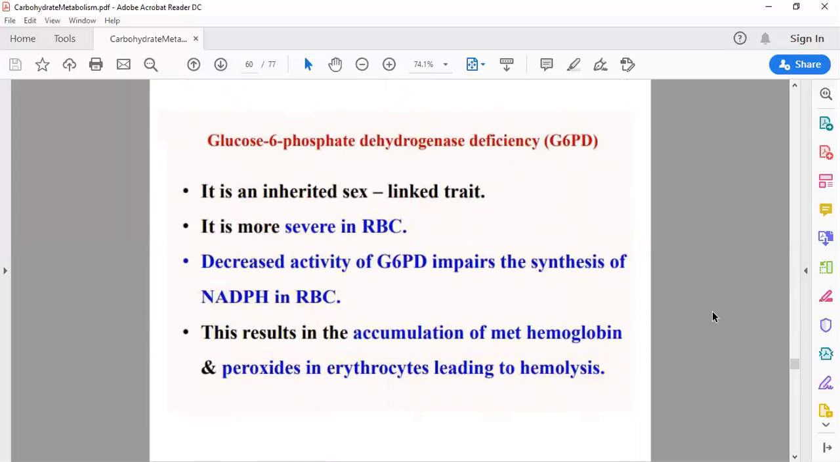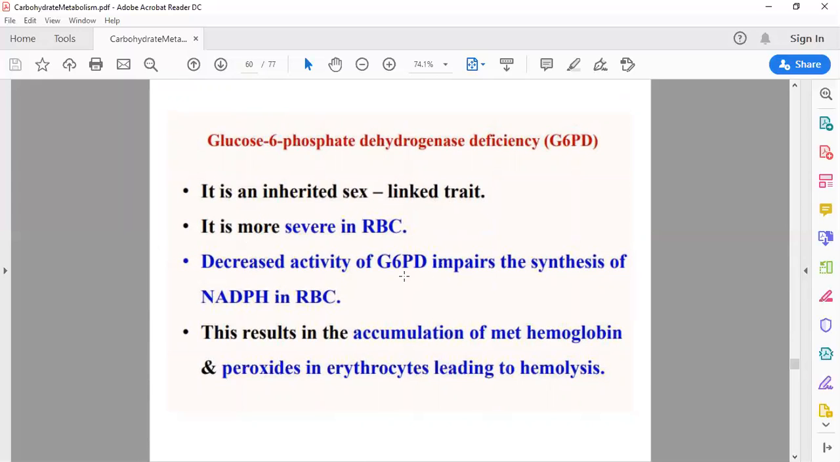G6PD deficiency, or glucose 6 phosphate dehydrogenase deficiency, is an inherited sex linked trait. The gene for G6PD is on the X chromosome, and hence mainly males are affected in this case. This is not observed in females. G6PD deficiency is regarded as the most common genetic defect, as about 400 million people worldwide carry the mutated gene.